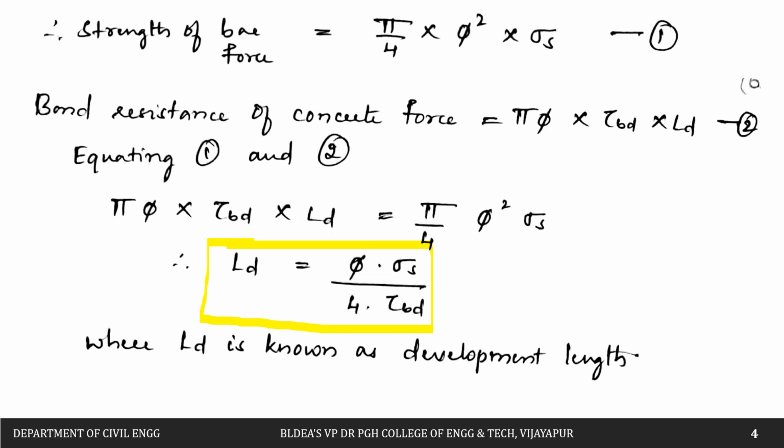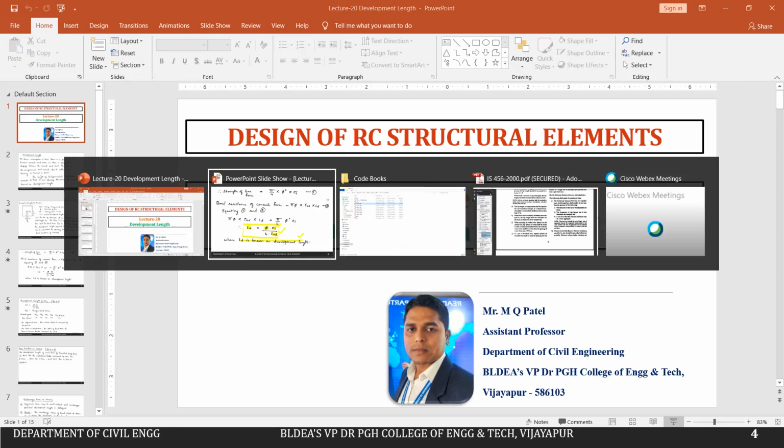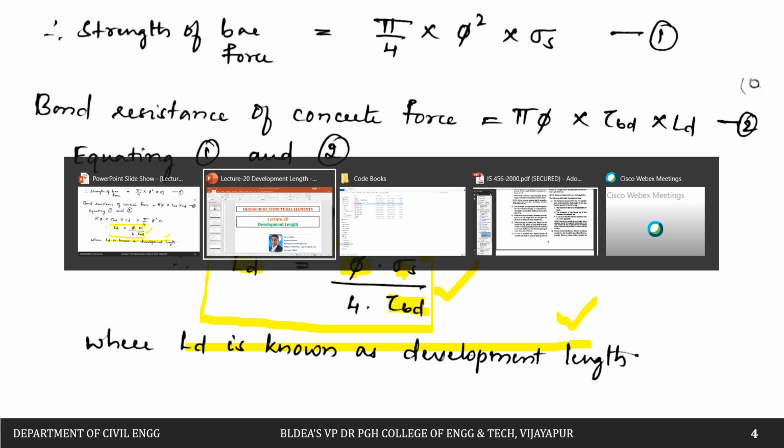Based on this equation, we can calculate the development length Ld, which is equal to phi into sigma s divided by 4 tau bd. Here phi is the diameter of the bar, sigma s is the working stress in the bar, and tau bd is the average design bond stress. Ld is the development length of the bar. So based on this formula we can calculate the development length.